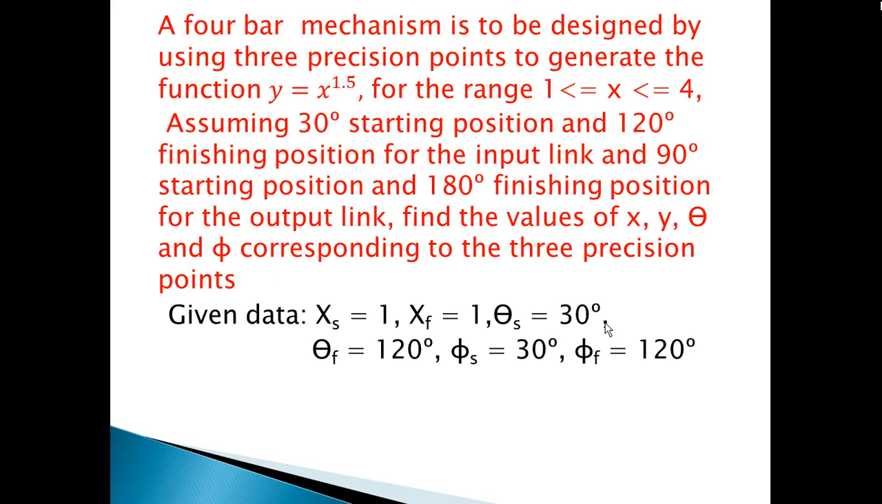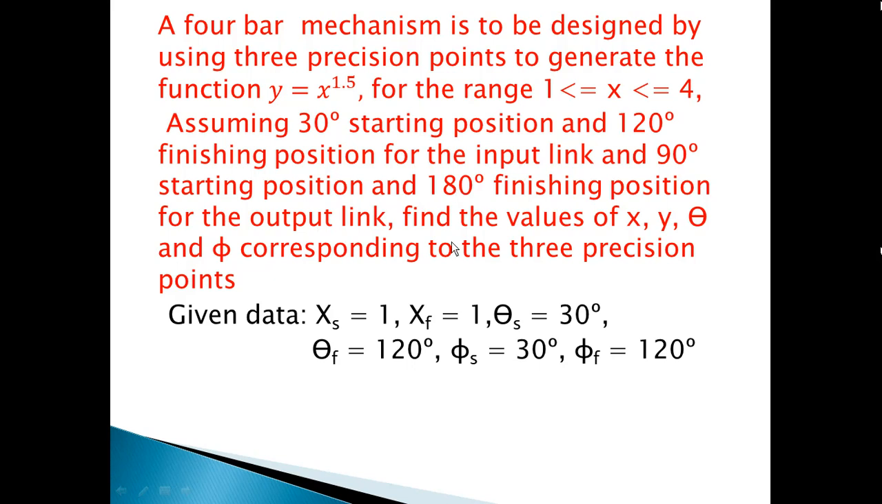Now consider one problem: a 4-bar mechanism you have to design by using 3 precision points to generate the function y equal to x raised to power 1.5. This is the function generation given to us. What function will be followed by the output angle with respect to the input value for the range 1 less than or equal to x less than or equal to 4, assuming 30 degree starting position and 120 degree finishing position for the input link, and 90 degree starting position and 180 degree finishing position for the output link. Okay, so these are the output starting point and output finish point that is being given.